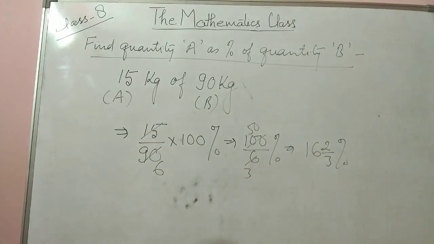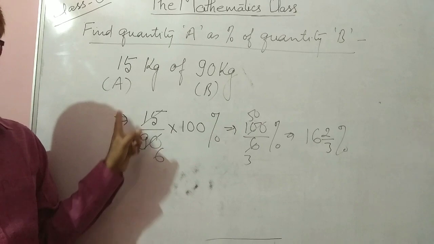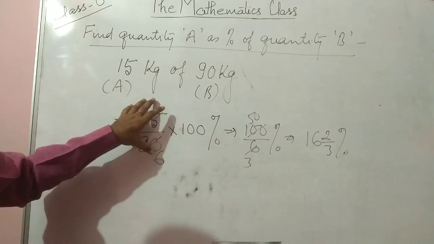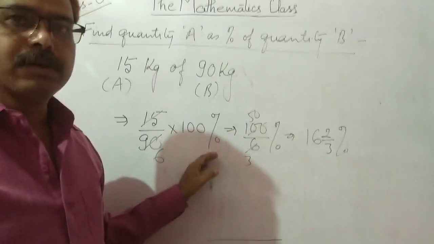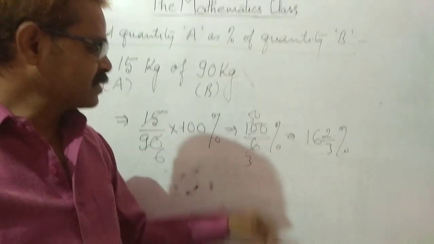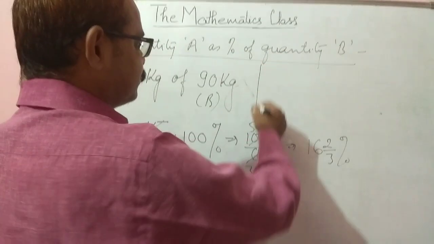Now what we have done is take 15 upon 90 and multiply the fraction by 100. Just solve it out and you will get the answer. Let's take one more question.